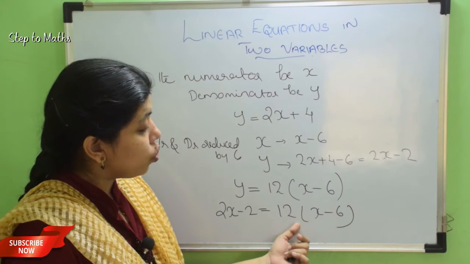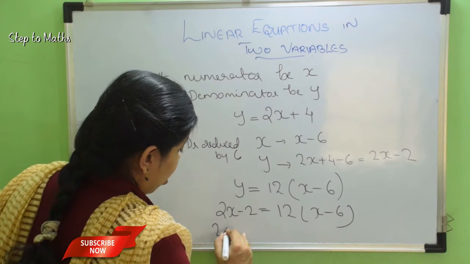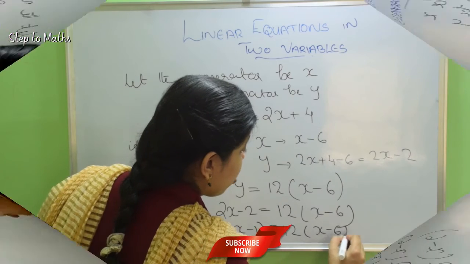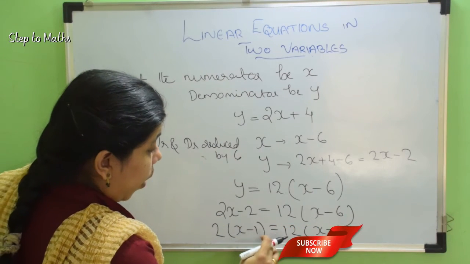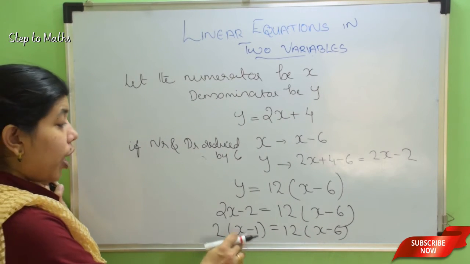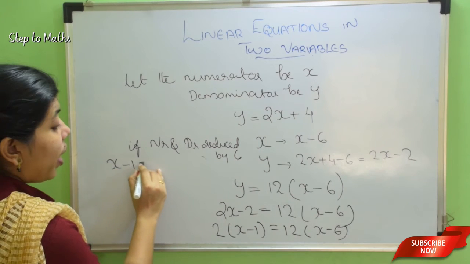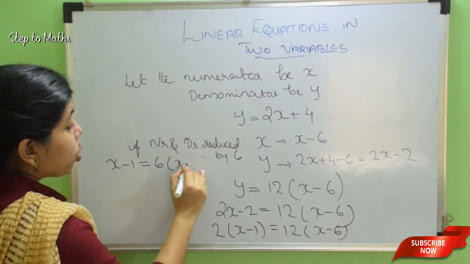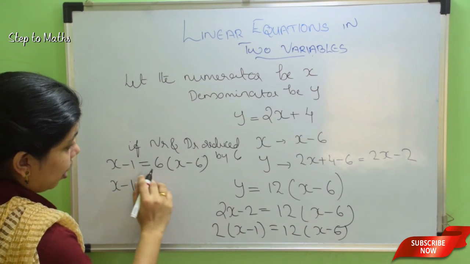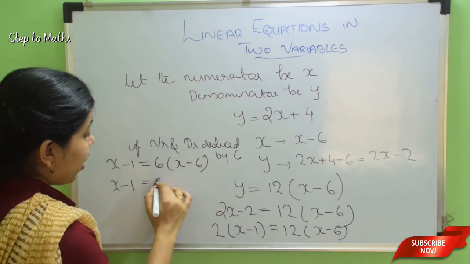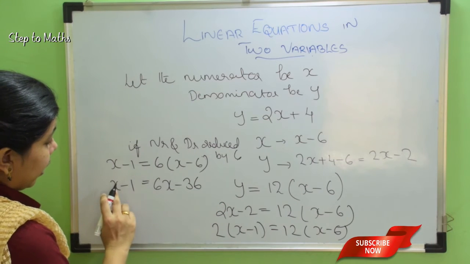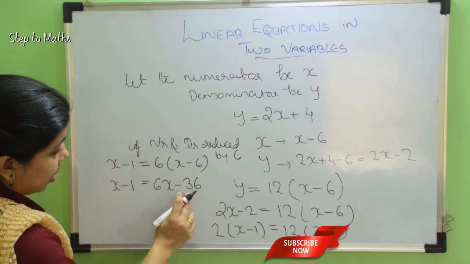2x minus 2 is equal to 12 into x minus 6. 2 into x minus 1 equals 12 into x minus 6. If we divide this equation throughout by 2, it becomes x minus 1 equals 6 into x minus 6. If we remove the bracket, 6 into x minus 6 becomes 6x minus 36, so x minus 1 is equal to 6x minus 36.